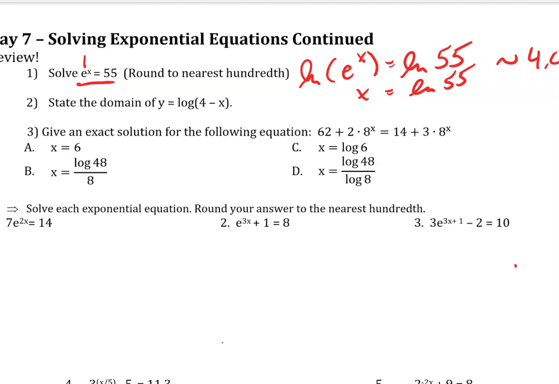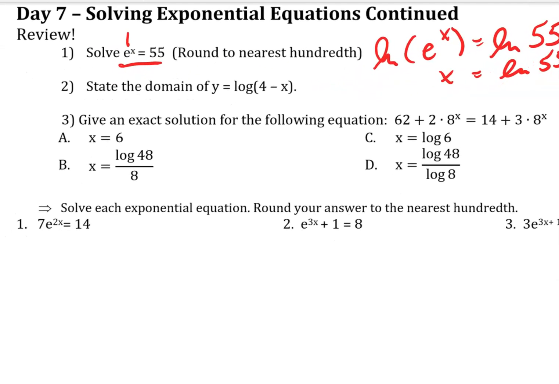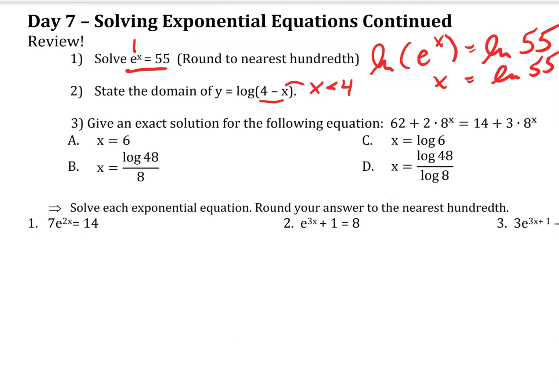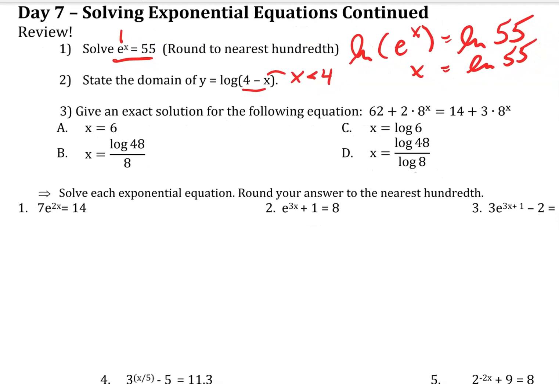State the domain of y equals log of 4 minus x. Well, you can't take a log of a negative number. No positive number raised to a power is going to be negative. So instead, what we recognize is that inside of the parentheses, this must be a positive number, therefore x must be less than 4.